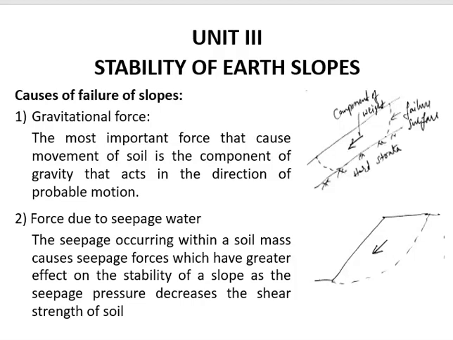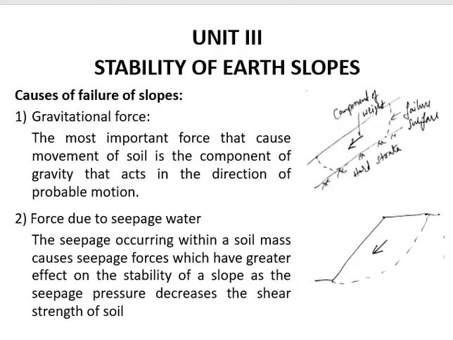Unit 3: Stability of Earth Slopes. Soil slopes may be either man-made or natural. Examples of man-made slopes are cuts and fills for highways and railway lines, canal banks, and temporary excavations. Examples of natural slopes are stream banks, hillsides, etc.